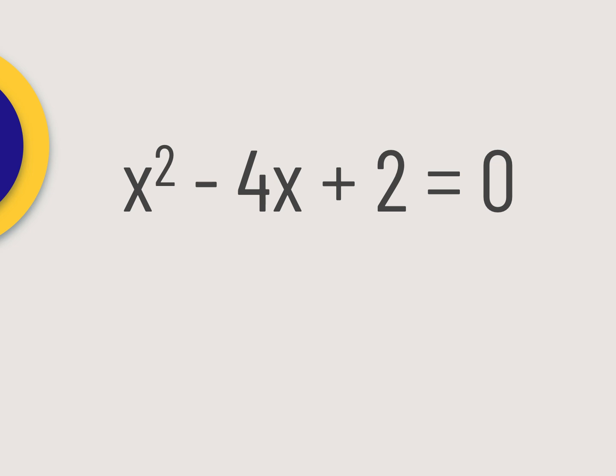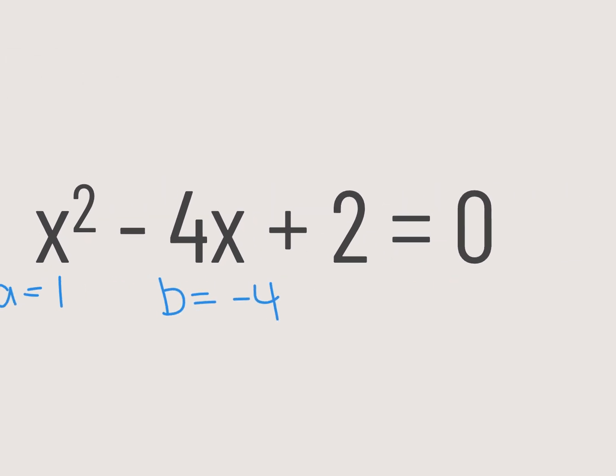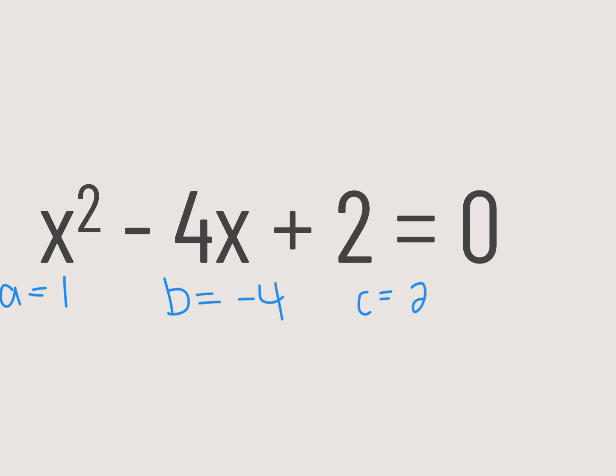Go through the same thing every time. Is your quadratic written in standard form? Yes. Is it set equal to 0? Yes. So go ahead and identify your a, the number in front of x squared is 1. Your b term, the number in front of x, is negative 4. And your c term is your constant, it's 2.